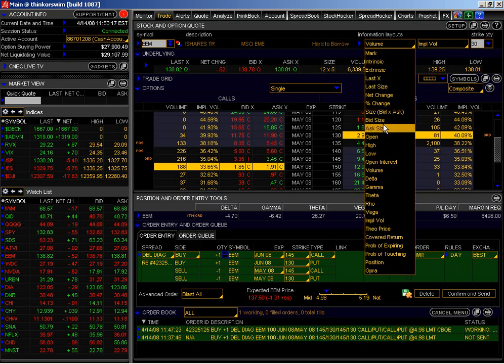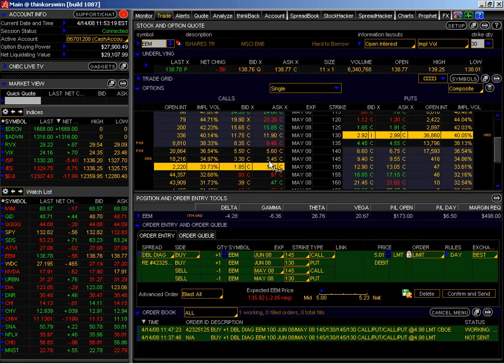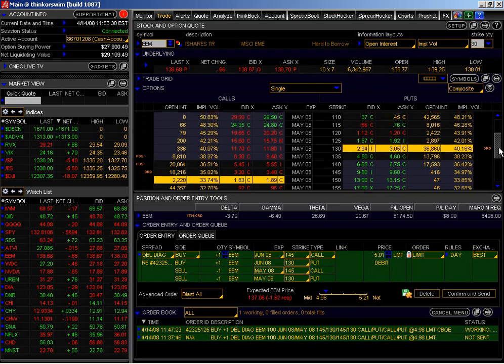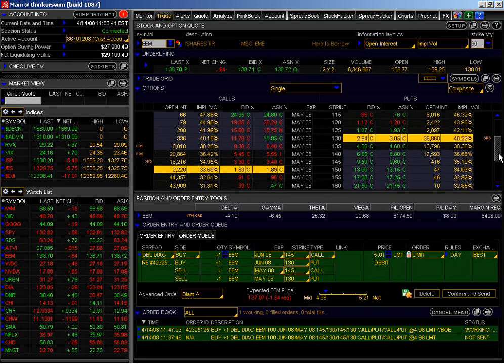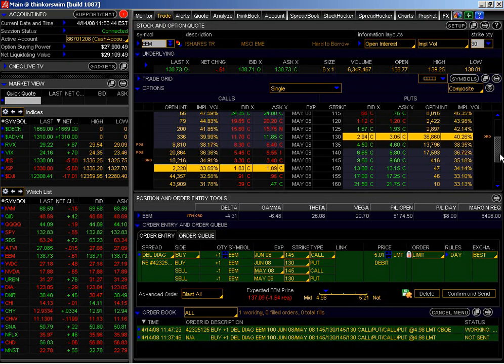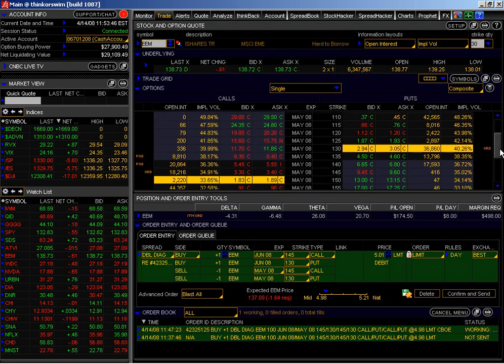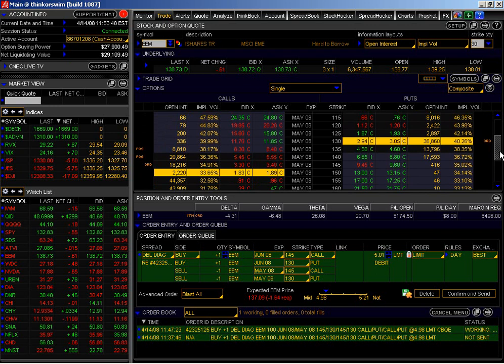Let's see what the open interest is. Open interests are quite high, so they're quite liquid. We've got 20,000, 18,000, 44,000, 43,000 on the call side. We've got 17, 18, 36,000 on the put side. So there's quite a bit of liquidity in these EEMs. I like the EEMs for index trading. The prices are quite good. They're a little bit more expensive to buy on a double calendar, but that also means there's quite a bit more profit potential in these, and it seems to trend quite well.